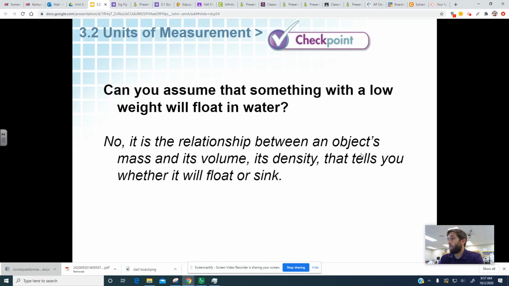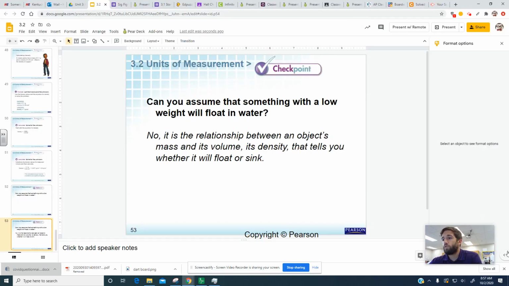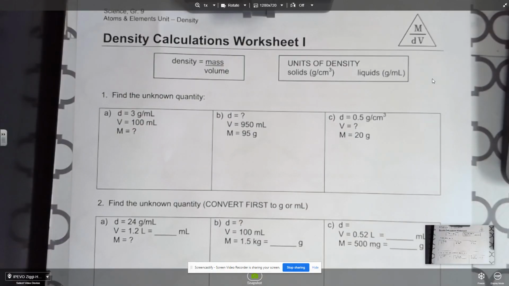All right, so what we're going to do now is I'm going to transition my camera over to show you some of these calculations, along with this video, for you to practice some of these problems. Okay. So for density, we need to find the unknown quantity.